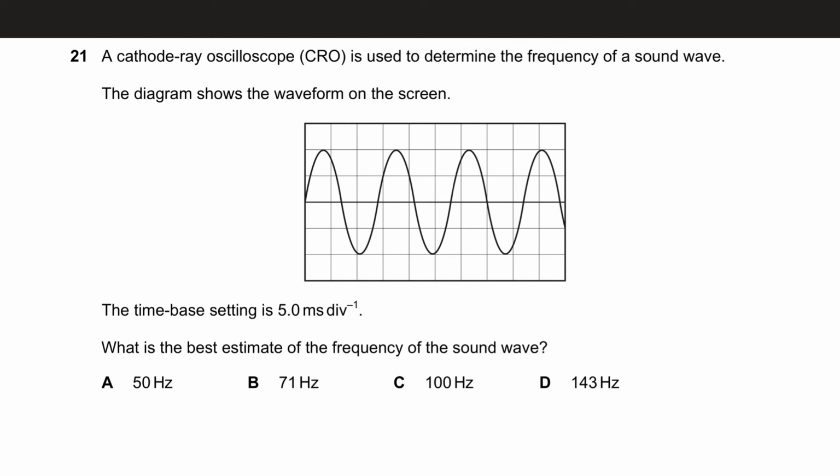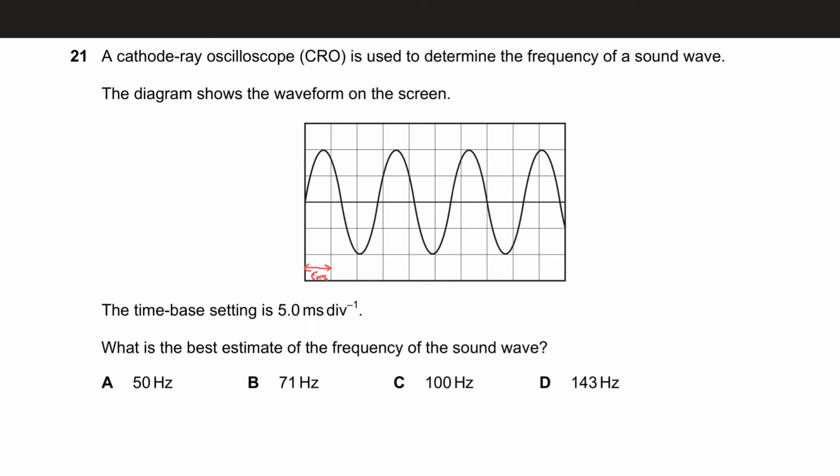Question 21 says a CRO is used to determine the frequency of a sound wave. The diagram shows the waveform on the screen. The time-based setting is 5 milliseconds per division. What is the best estimate of the frequency of the sound wave? 5 milliseconds per division basically means that one division in the x direction represents a time of 5 milliseconds.